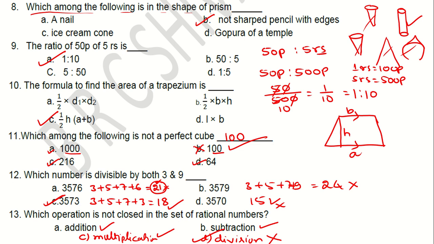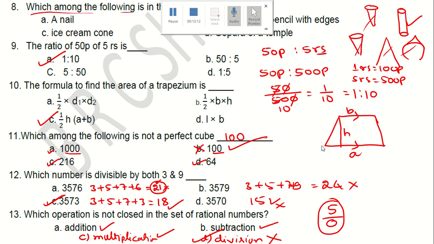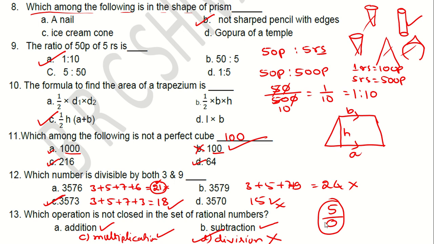Why? I will explain why division is not closed under the rational numbers. Because if you write 5 divided by 0, the number is not defined, so therefore it is not possible to take this as a rational number. So then we move on to the next one.